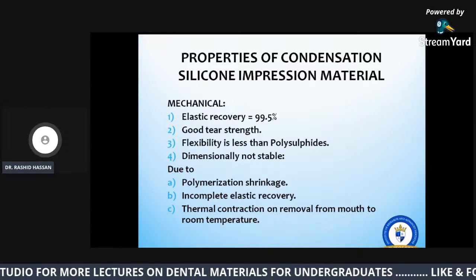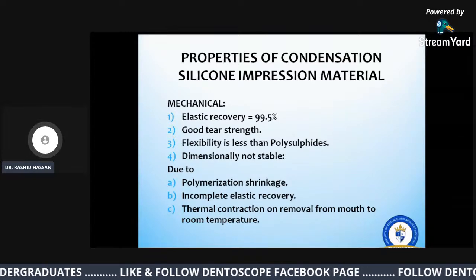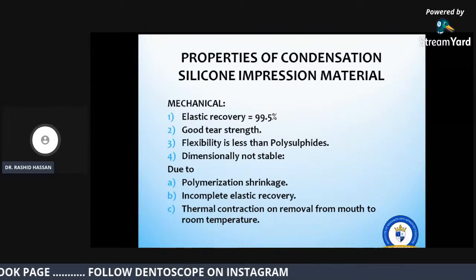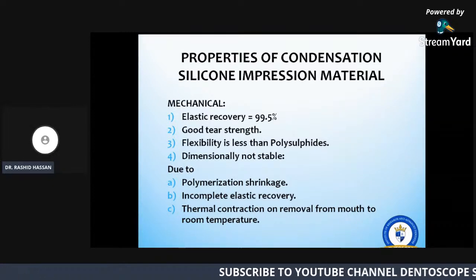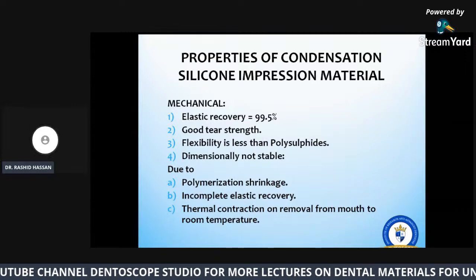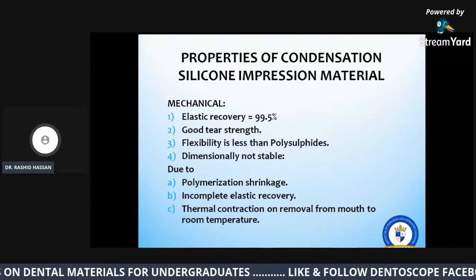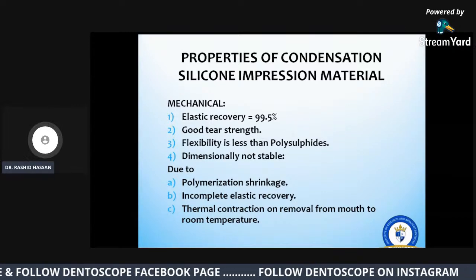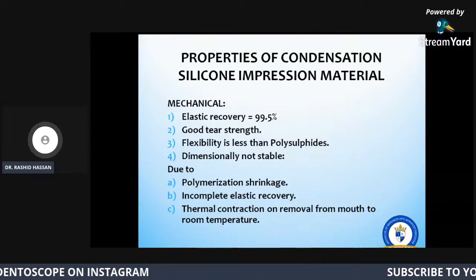Dimensional stability is still a problem which we were facing, because due to this, the impression material needed to be poured as soon as possible, because it was not good dimensionally. It was due to the polymerization shrinkage and incomplete elastic recovery. We want it as close as possible to 100%. Still 99.5%, but not at all the complete elastic recovery. And polymerization shrinkage, I'm going to come to it again.